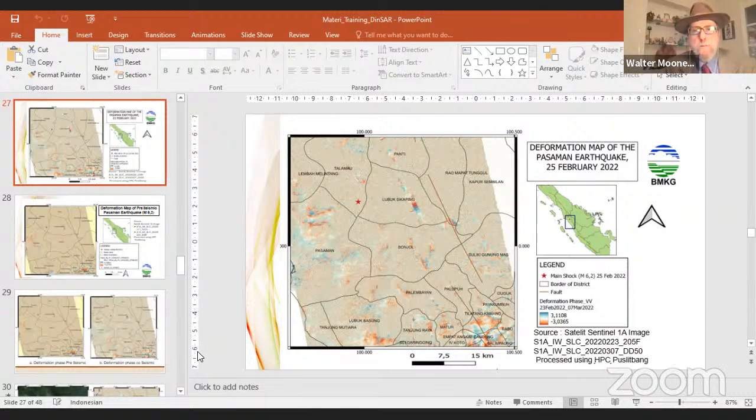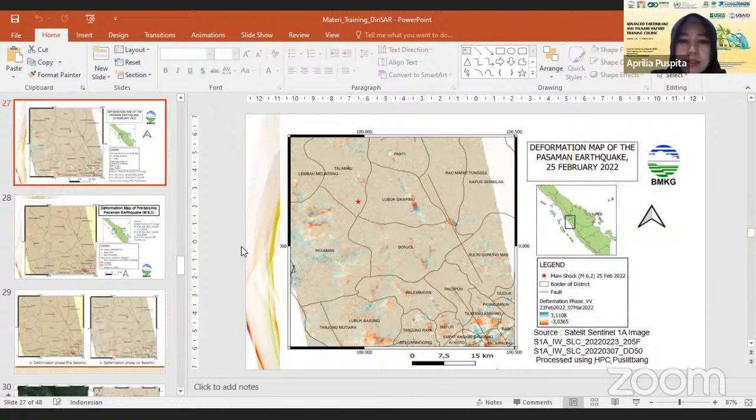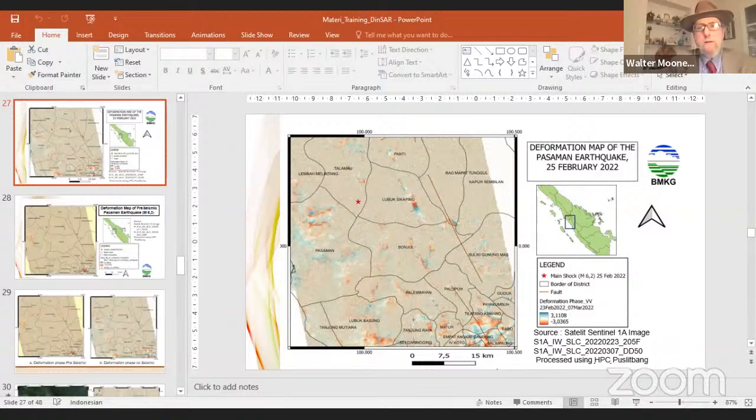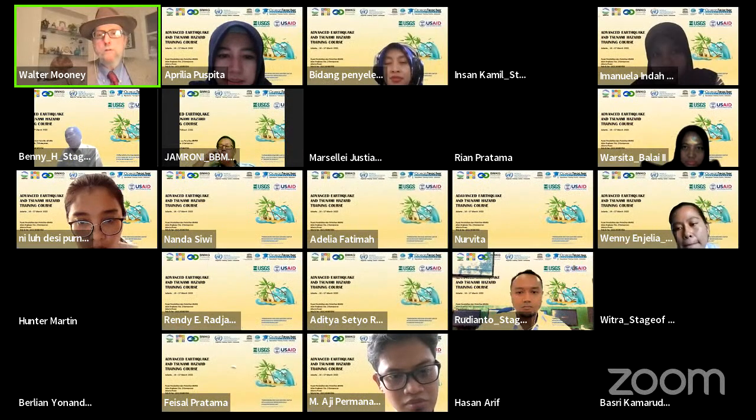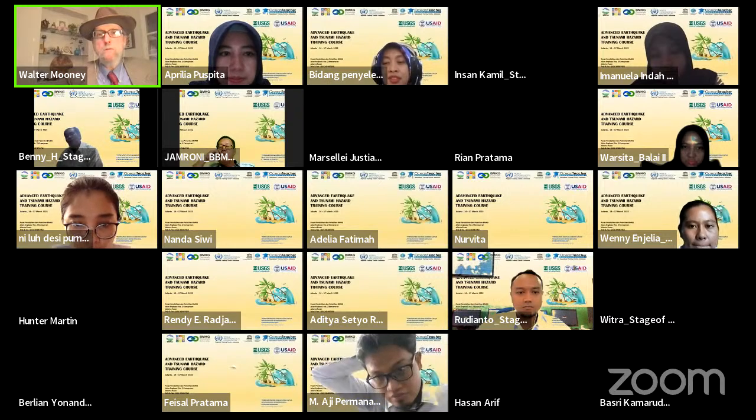This is in Sumatra, Pasaman. This is a very recent earthquake. Excellent. Thank you. So the floor is open for any further questions. Otherwise, we have the closing ceremony coming up soon.